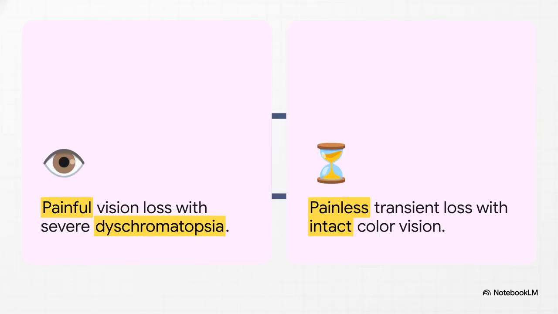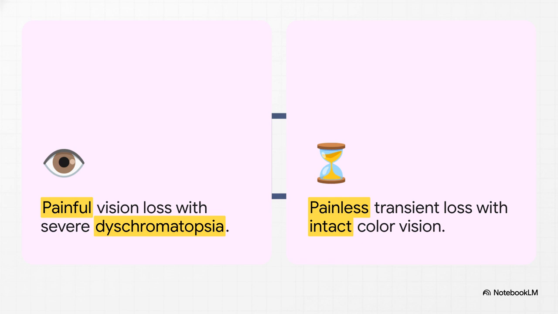Now, study this clinical variance box closely. The absolute clinical divergence between these 2 unilateral vision loss presentations rests entirely on 3 things: pain, duration, and color perception. Optic neuritis is painful, it lasts days to weeks, and severely degrades color perception, which we call dyschromatopsia.